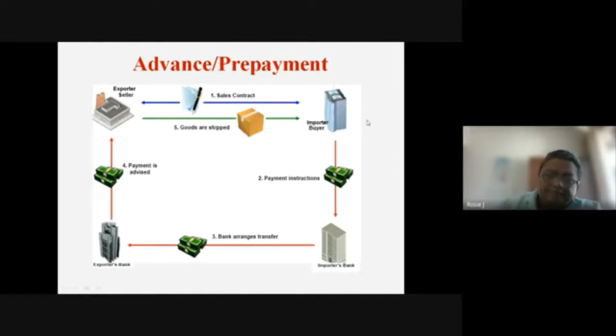But here the risk is, supposing he sends the money to him and he doesn't do number 5, he is not shipping. Then what happens? He is at a risk. So in an advance payment method, the importer is at a risk. Why is that? Because if he sends the money and the exporter doesn't ship, he doesn't get the goods. If he doesn't get the goods, then of course he is at a loss.